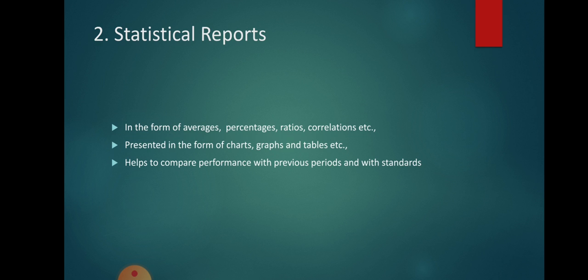Standards we have already fixed. That is the first function of management, planning. In the planning we have fixed the standards, benchmarks for each and every work, and the results we get in the form of percentages, ratios and so on are the actual performance. This actual performance will be compared with the standards. Then we will come to know whether things are going according to plan or there is some deviation, right?